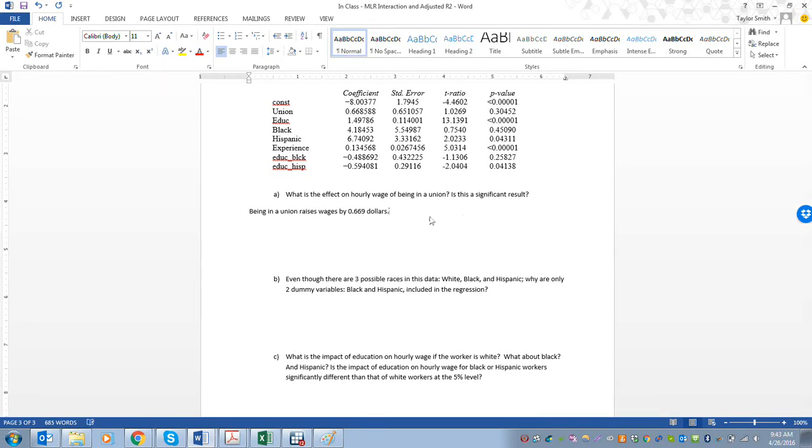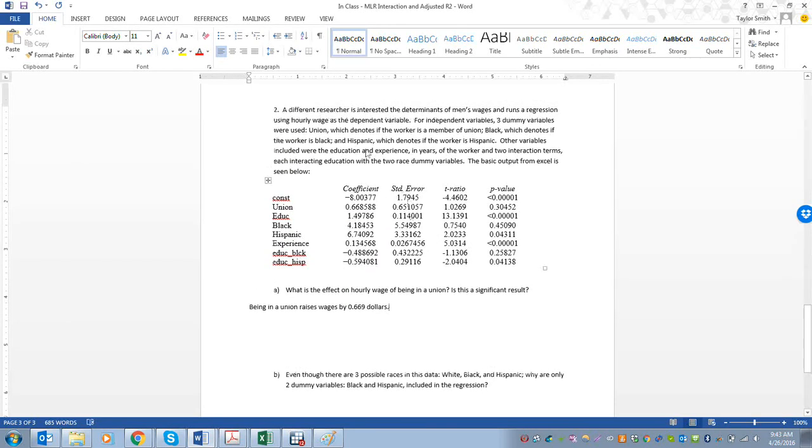How do I know this is dollars? Where do I get dollars from? Remember, our dependent variable here is hourly wage. Hourly wage you measure in dollars, right? So being in a union raises your hourly wage. So I'll go ahead and put in hourly wages by $0.669, or basically almost 67 cents an hour.